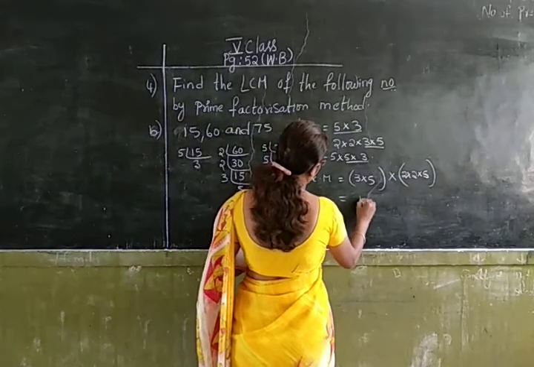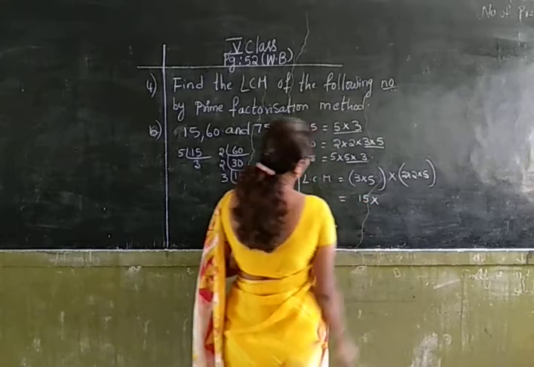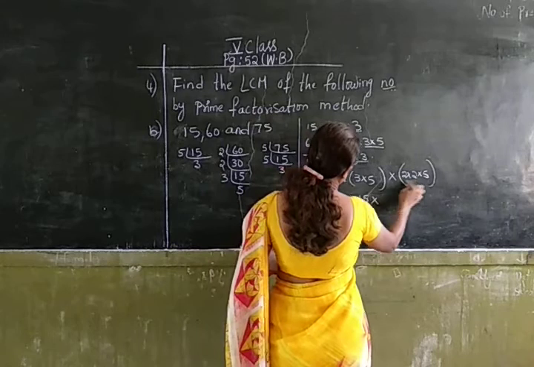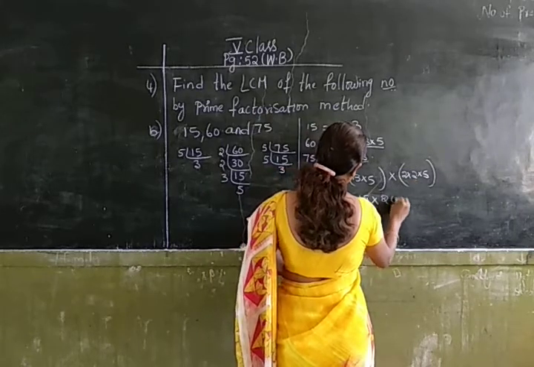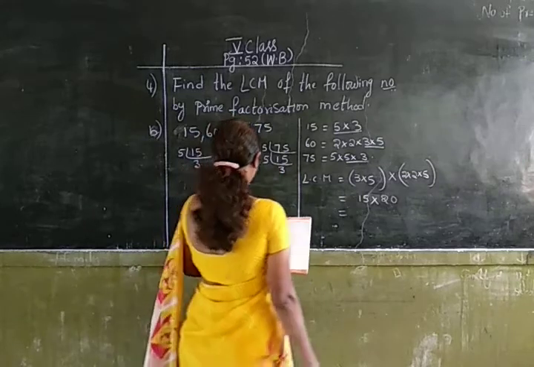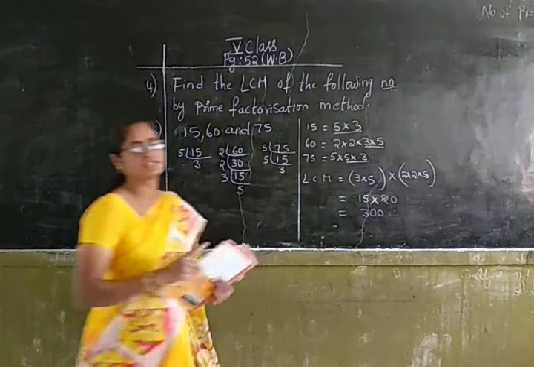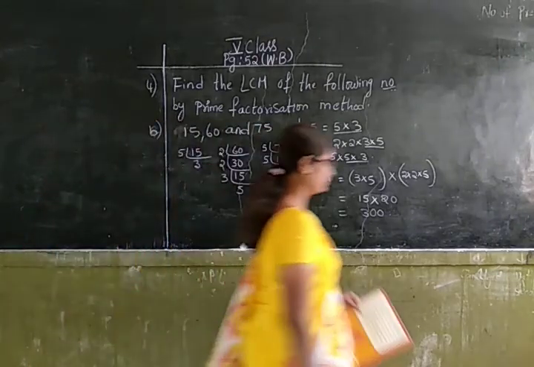Okay children, 3 5s are 15 into 2 2s are 4, 4 5s are 20. 15 20s are 300. Okay children.